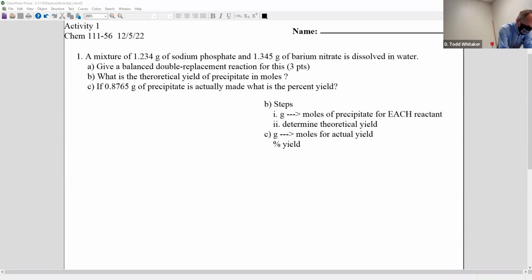Sodium ion, phosphate ion, barium ion, nitrate ion. That's why we made you learn them so early, because we keep using them all the time, right? So we're doing A in blue, and you're going to have Na3PO4.